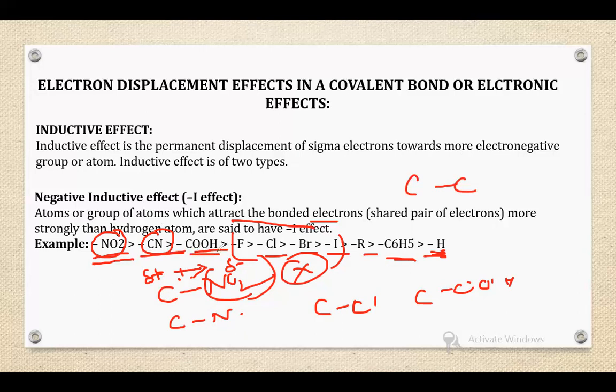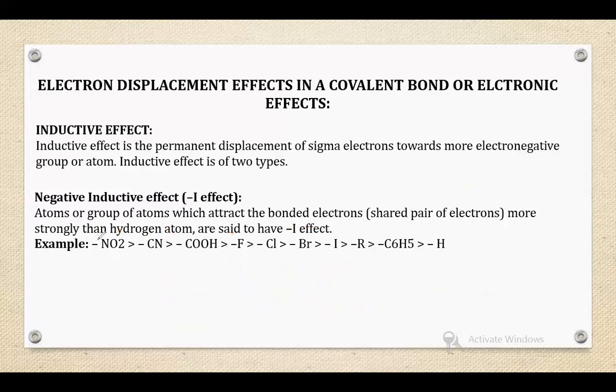These are electron withdrawing groups. NO2, CN, CHO, Cl, Br, these are electron withdrawing. They drag the pair of electrons towards themselves. If they drag the pair of electrons towards themselves, then what happens? We'll be getting a partial positive charge on the carbon.